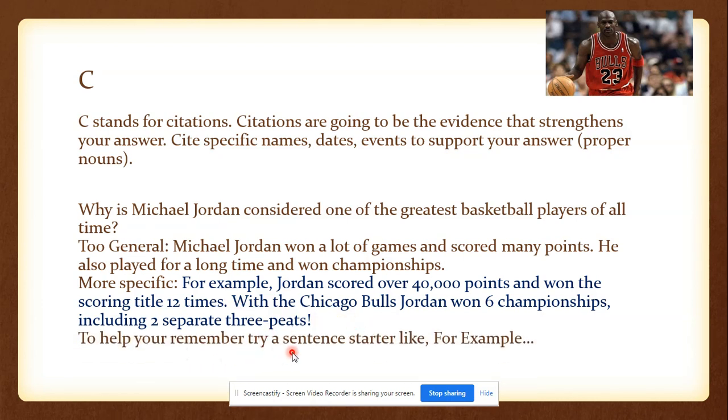To help you remember, try a sentence starter like for example. I want to see in your examples that you're going to do in a little while, I want to see you start your second sentence with, for example, and then give me an example. This sets you up to start an example.